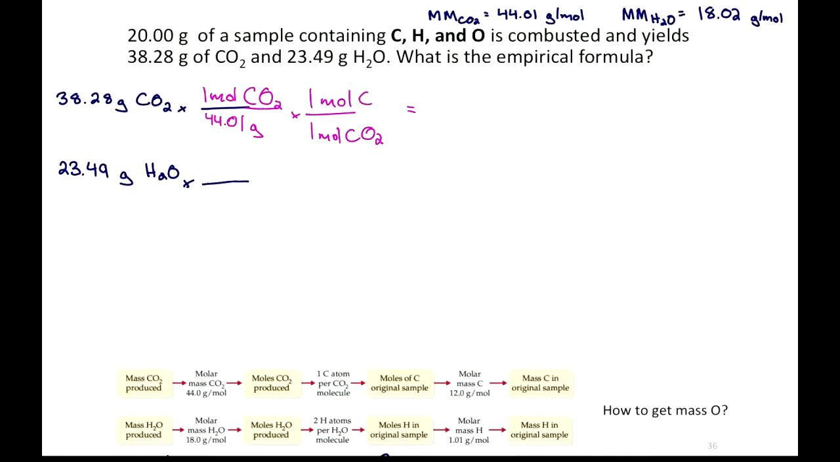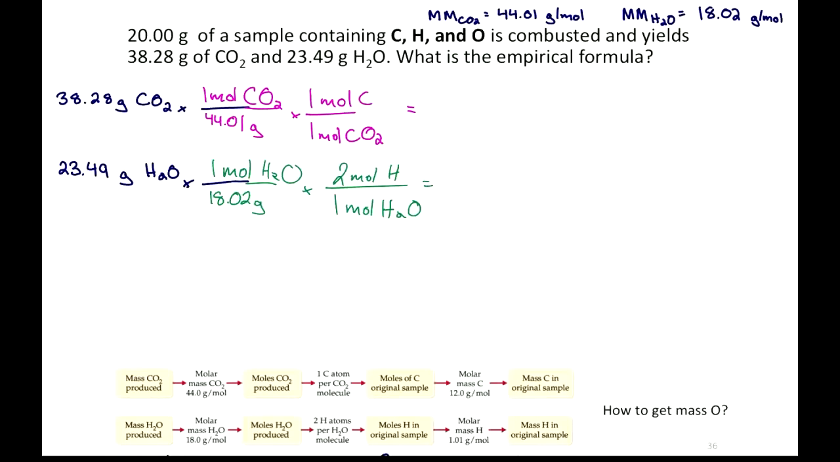Now let's do moles of hydrogen. So 18.02 grams of water is 1 mole of water. And now I want to get to moles of hydrogen. So 1 mole of water on the bottom to cancel that unit out. What number goes up top? 2 moles of hydrogen. All right.